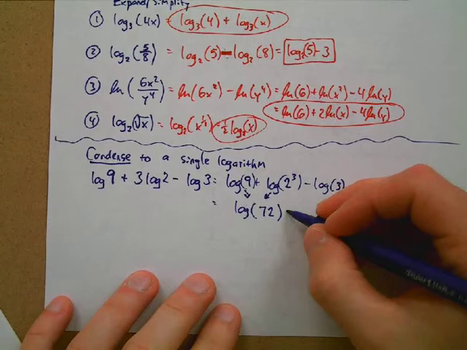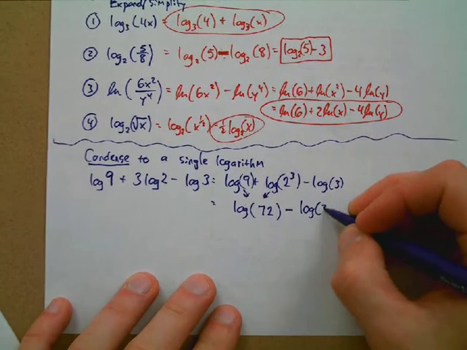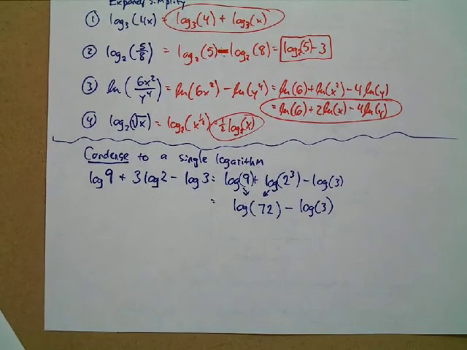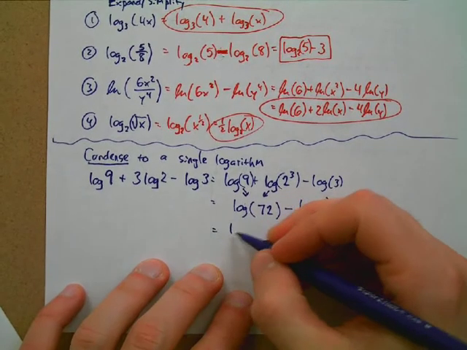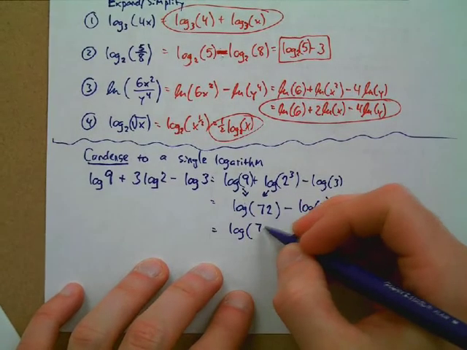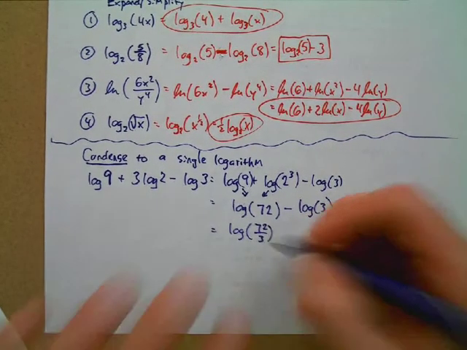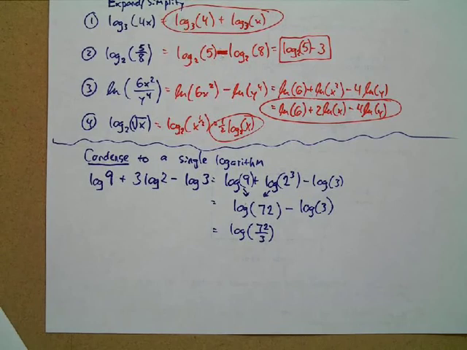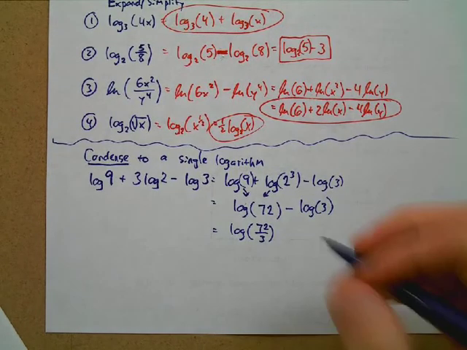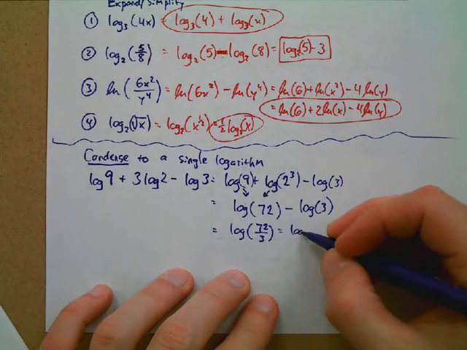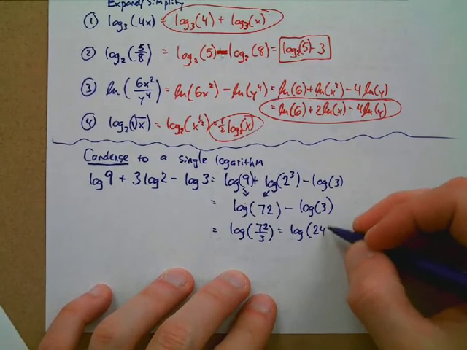Minus log of 3. Okay, now when we have subtraction, what can we do with our two logarithms here? Make it into a single logarithm with division. So log of 72 over 3. But what is 72 divided by 3? It simplifies, actually. It's going to be 24.